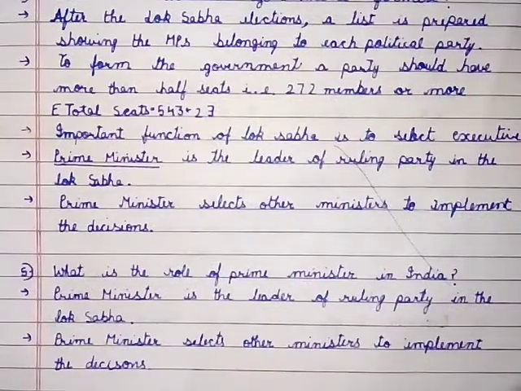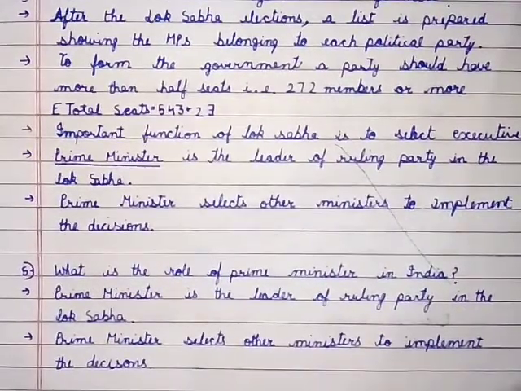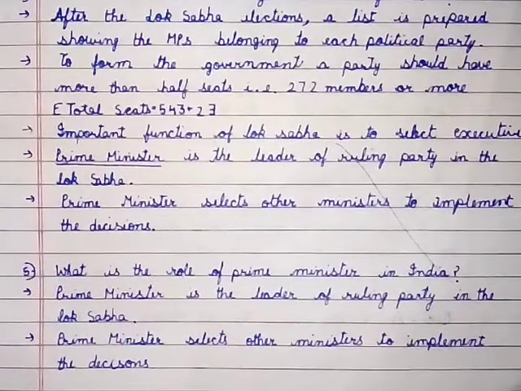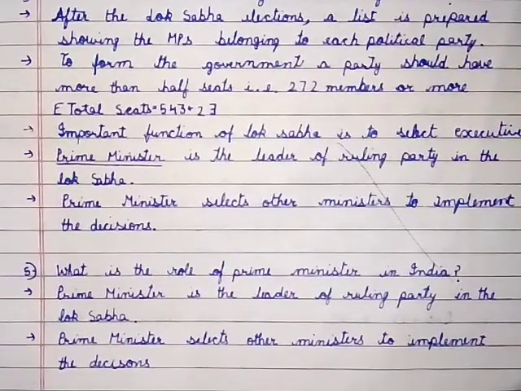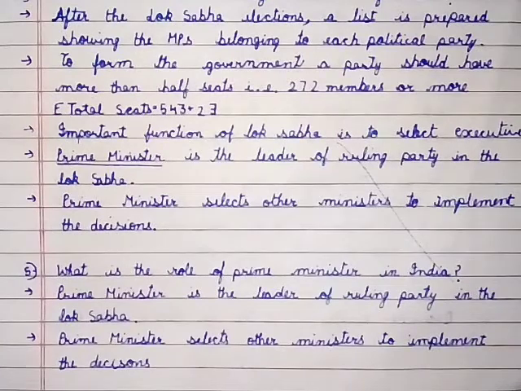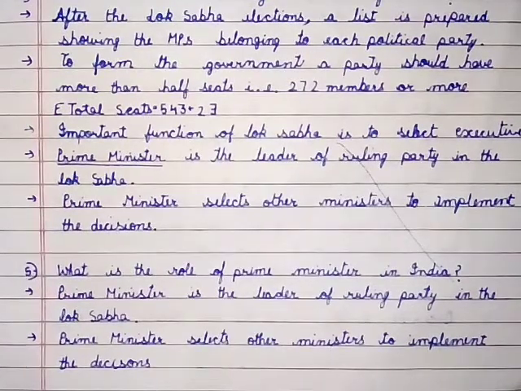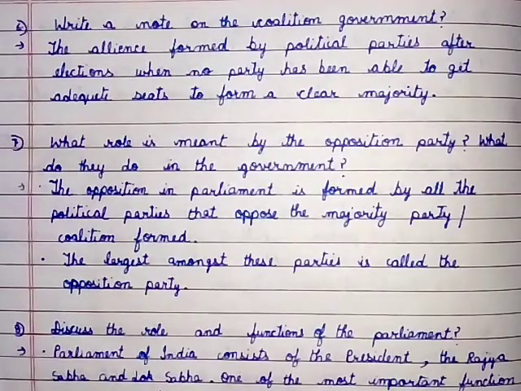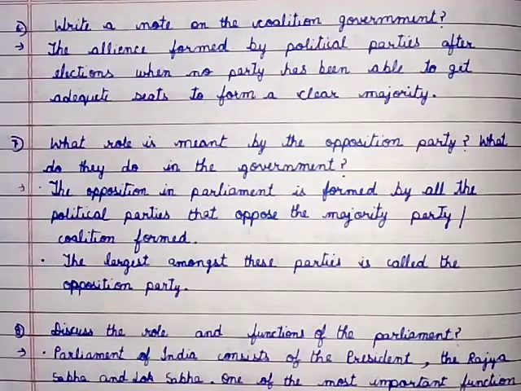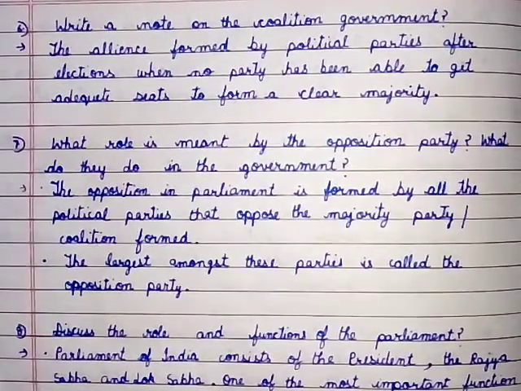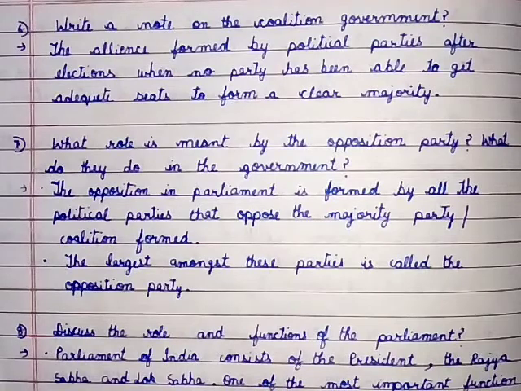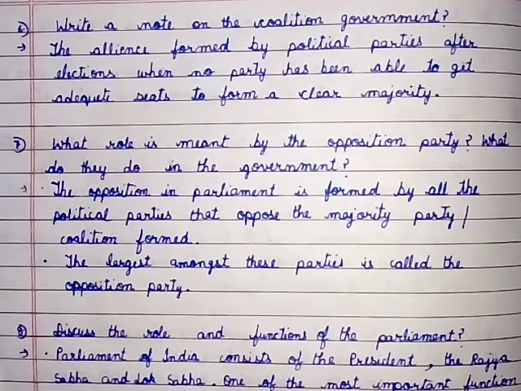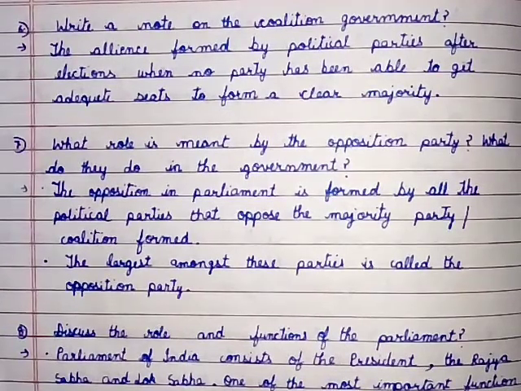Question number 5. What is the role of Prime Minister in India? Prime Minister is the leader of ruling party in Lok Sabha. Prime Minister selects other ministers to implement the decisions. Question number 6. Write a note on the coalition government. The alliance formed by the political parties after election when no party has been able to get adequate seats to form a clear majority.